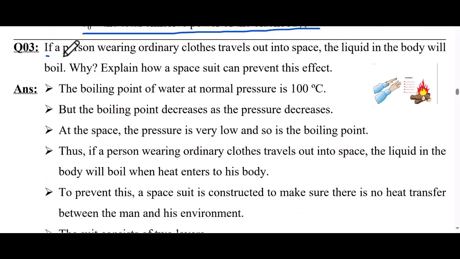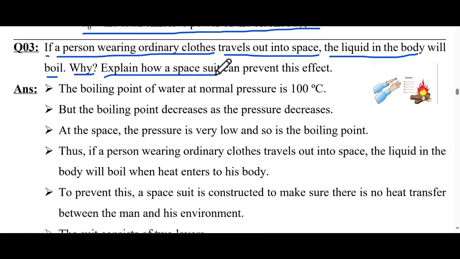Question number 3. If a person wearing ordinary clothes travels out into space, the liquid in the body will boil. Explain how the spacesuit can prevent this effect.